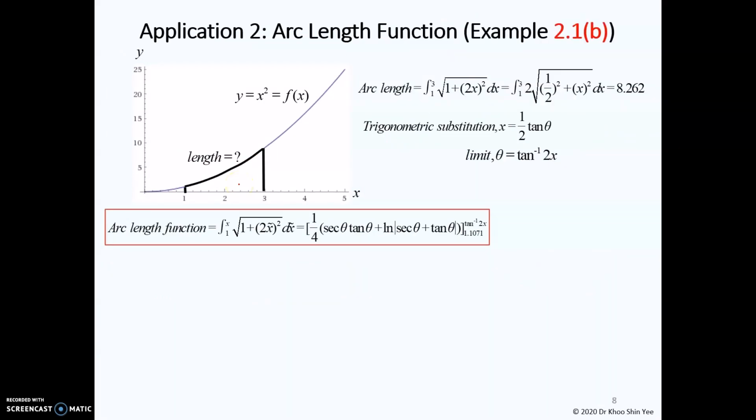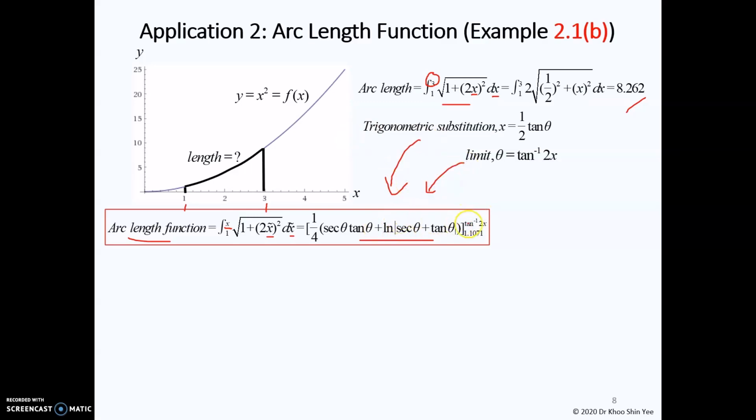Previously, we successfully obtained the arc length from x equal to 1 to 3 here by using this formula, and you obtain this solution. If you want to find the arc length function, then you can substitute the upper limit to be x and substitute the x function here to be x bar. So perform the calculation, then you should obtain this by using the trigonometric substitution that you used previously.